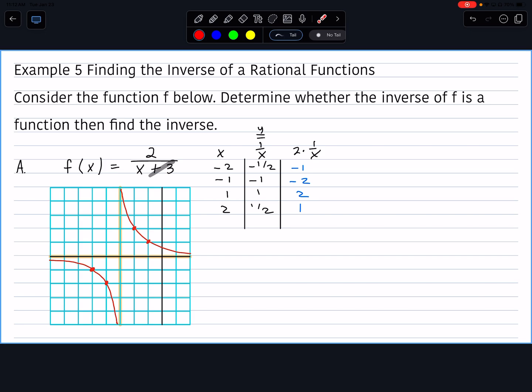Just really quickly, let's pretend there was a little difference to this graph. I'll do it in red. Let's pretend the graph also looked like this. There was this other weird branch right here. Notice applying the horizontal line test, it touches here, touches here. It's touching in more than one place, therefore it doesn't have an inverse. The inverse is not a function, excuse me.